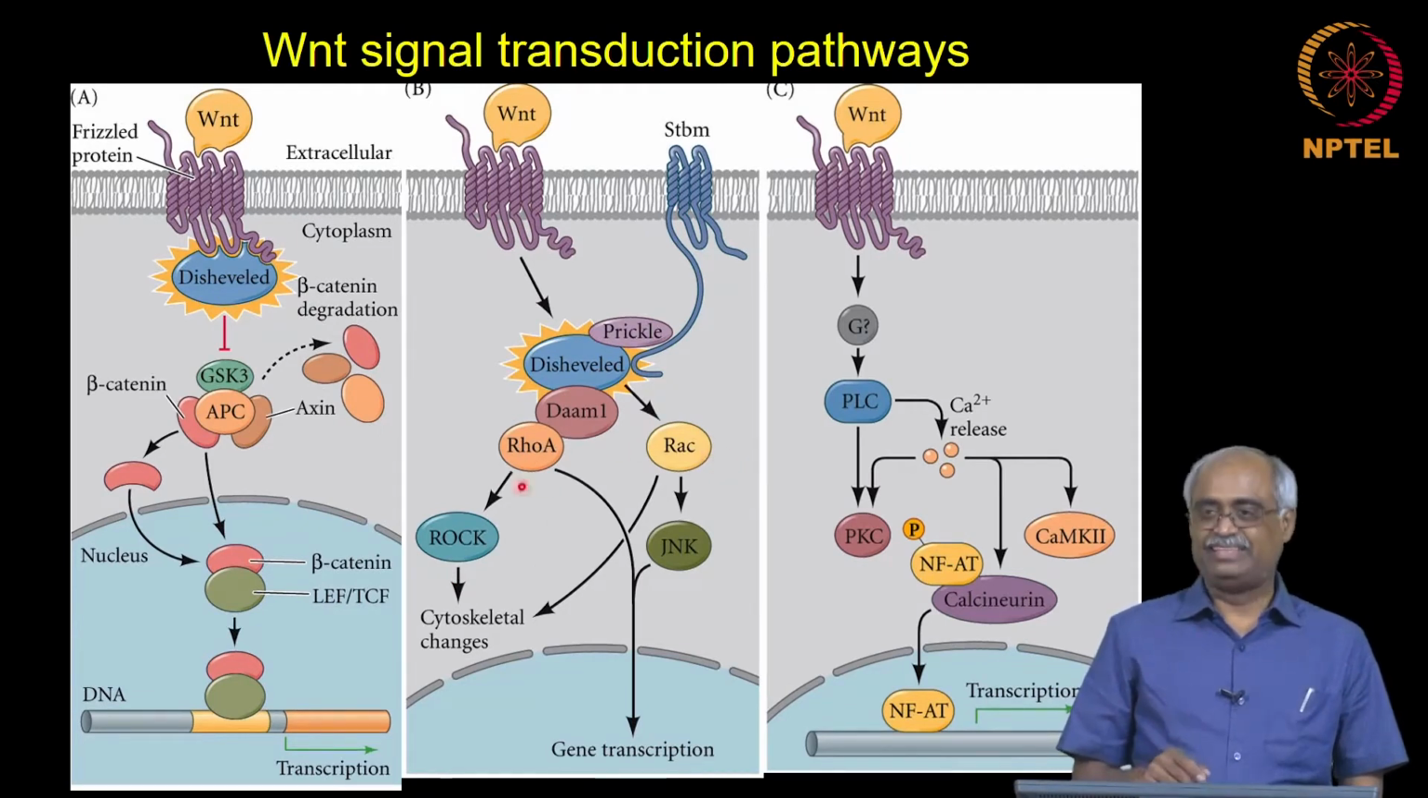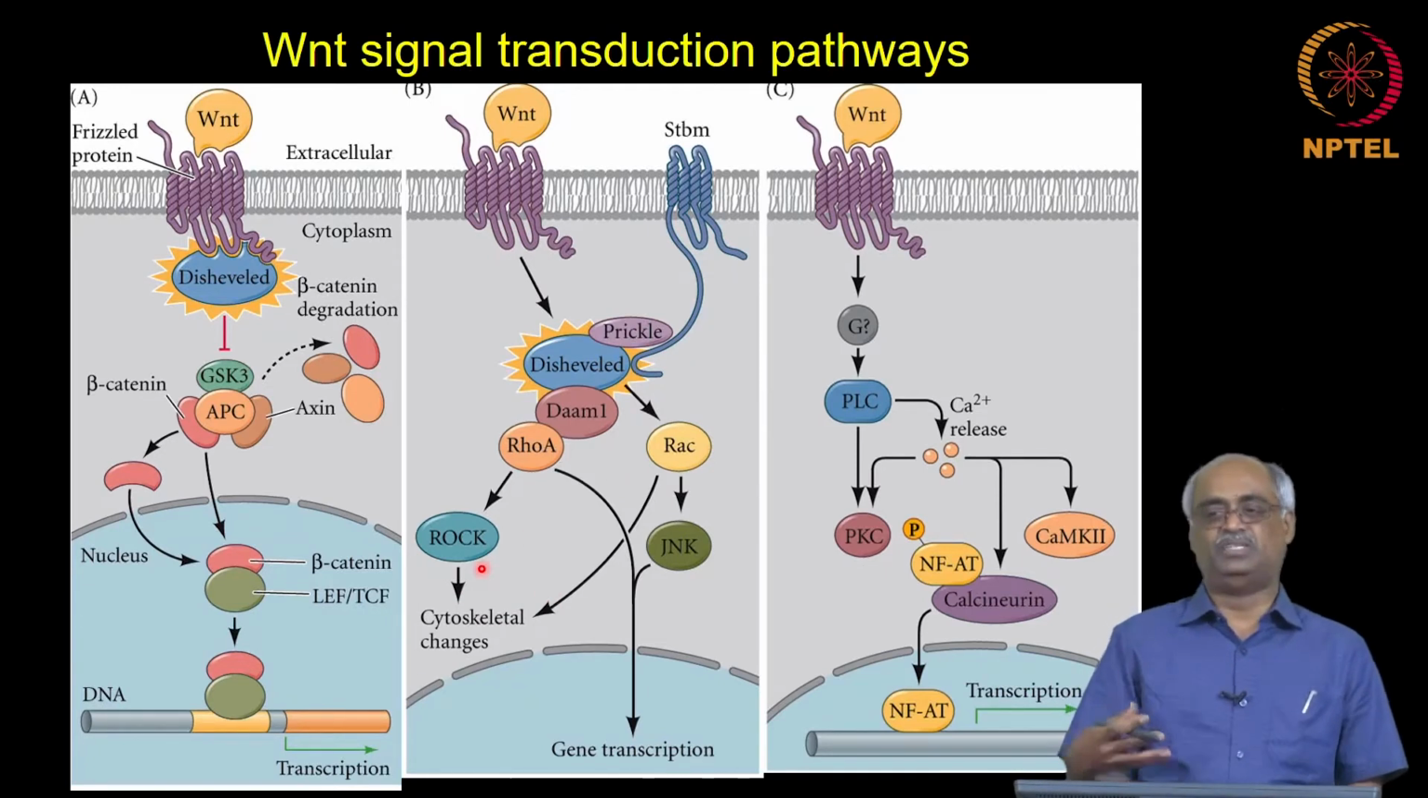When these are activated, they are going to alter the cytoskeleton. So directly, without gene expression change, you will have changes to the cytoskeleton when it is transduced this way. In addition, they also control gene expression via JNK.